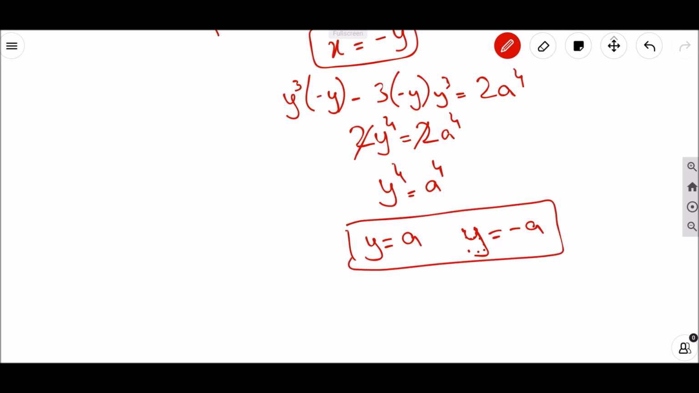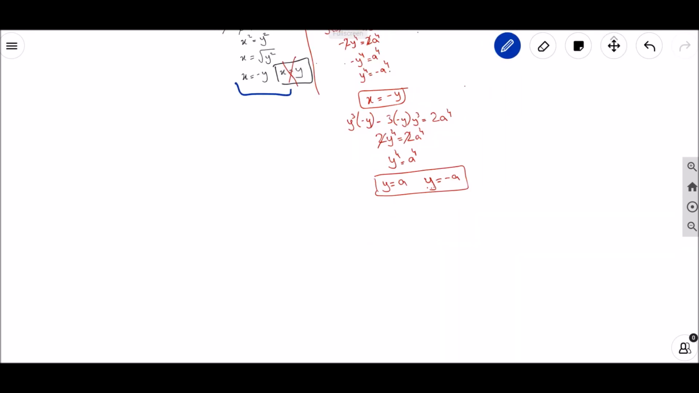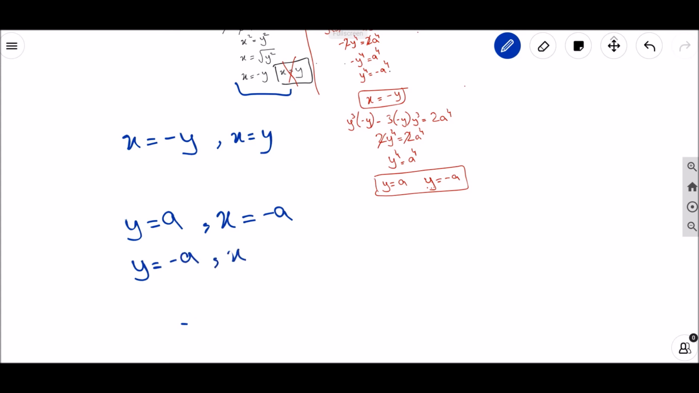Now these are our y values. We still need to find our x values. We already have the x equations, so I'm just going to write them here once again. We substitute, and when y is equal to a, our x is equal to minus a, and when y is equal to minus a, our x is equal to a.